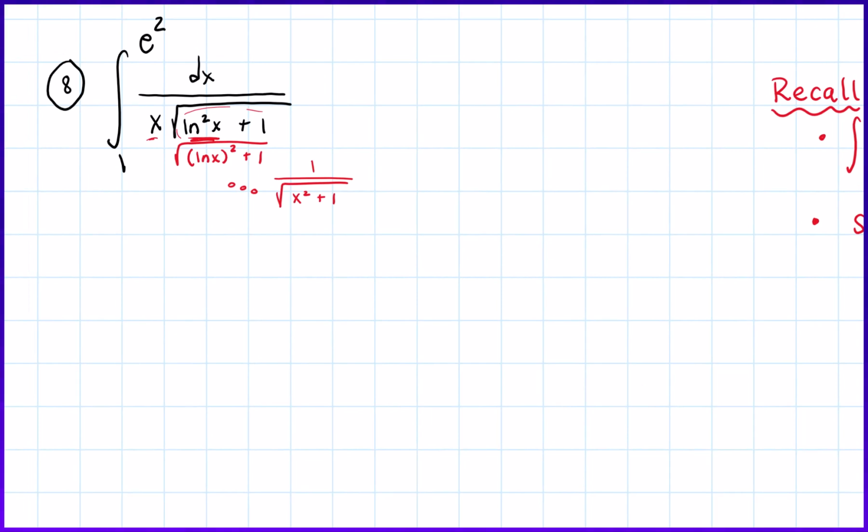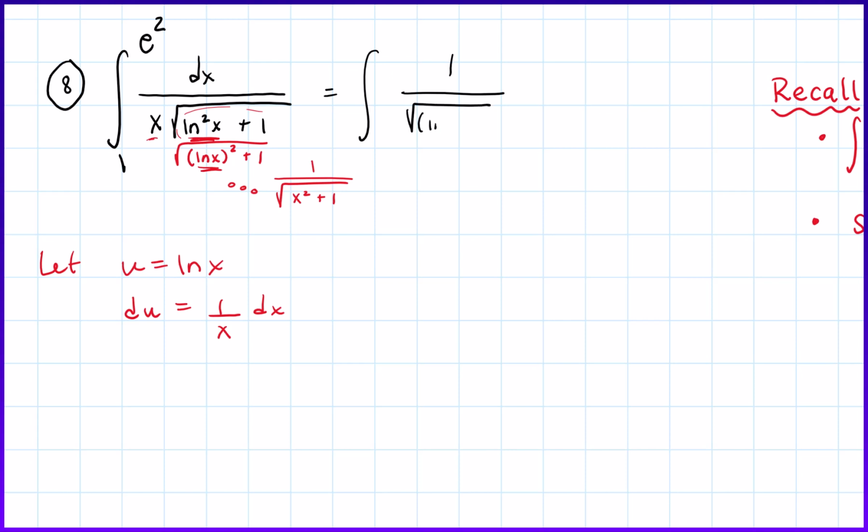So I'm going to start off with getting that natural log of x as a u. Start off with a substitution. So u equals the natural log of x. Then du equals 1 over x dx, which is perfect because take a look. This is 1 over the square root of the natural log of x squared plus 1.